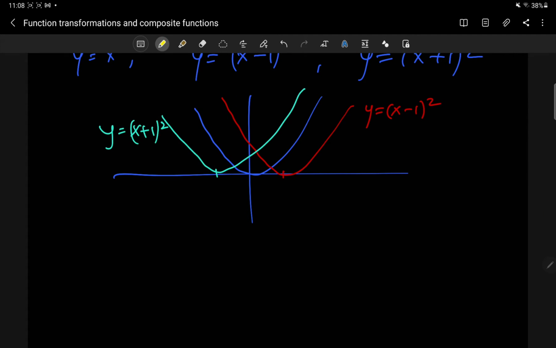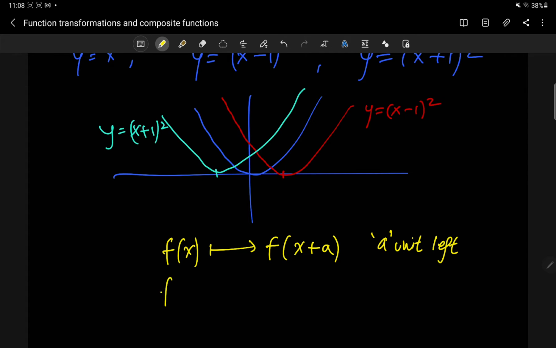Which means, to summarize then, the transformation f of x to f of x plus a moves it a units to the left, and the transformation f of x to f of x minus a moves it a units to the right.